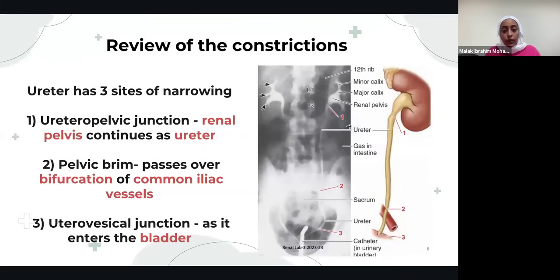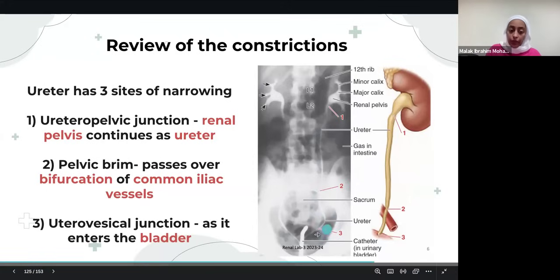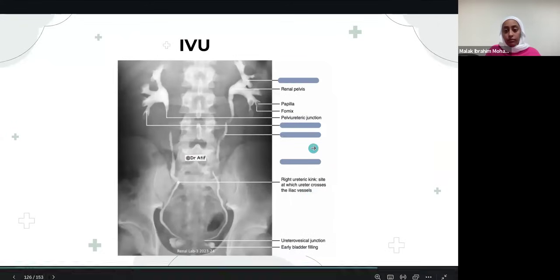Well, I already talked about these constrictions before. However, just a quick recap: here we have the first constriction, which is between the pelvis and the ureter. It's called the ureteropelvic junction. This part is the pelvic brim, the part where the common iliac bifurcates into internal and external. And lastly, here is the ureterovesical junction, where the ureter goes into the bladder.